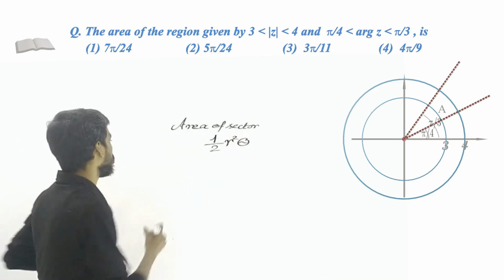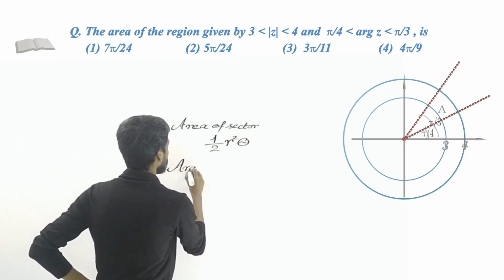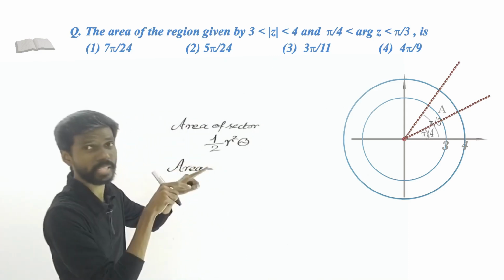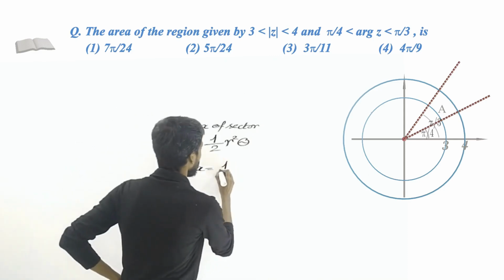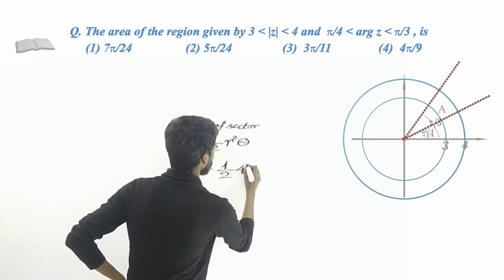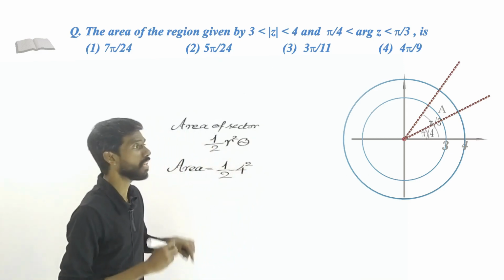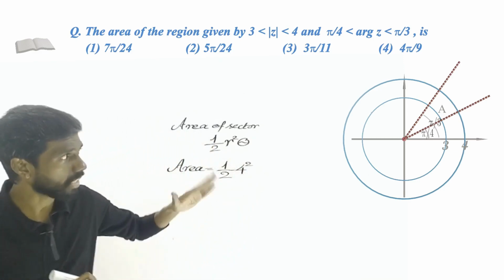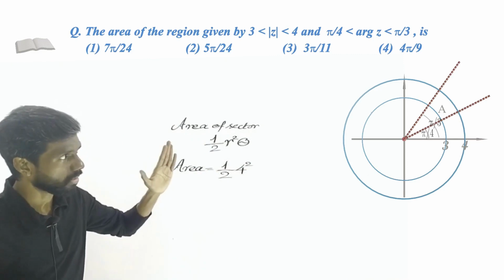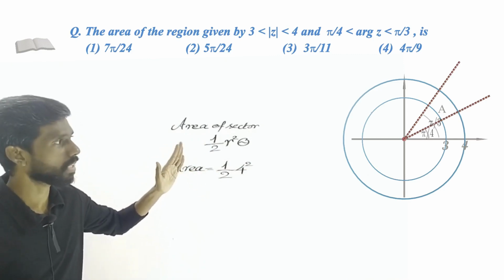So our required area equals, let us take the bigger sector. That is half r square, where r is 4 here for the bigger one, so r is 4 square theta. Theta is the angle of the sector, that is 60 degree minus 45 degree, right?